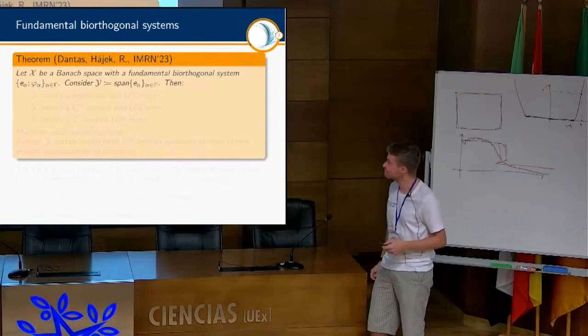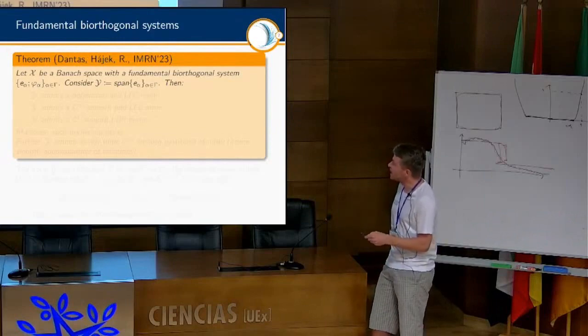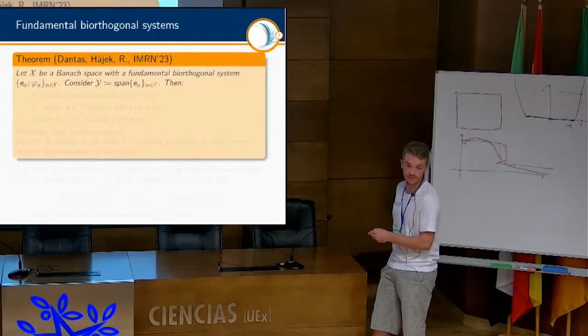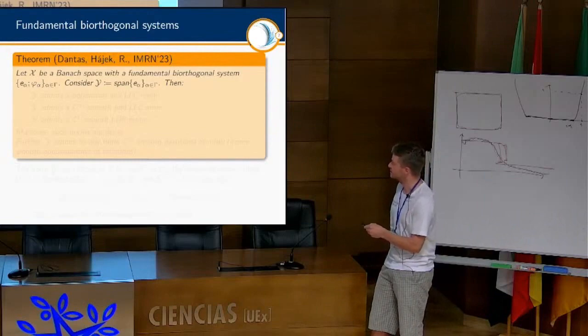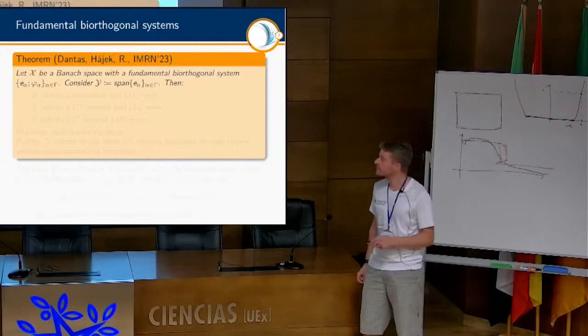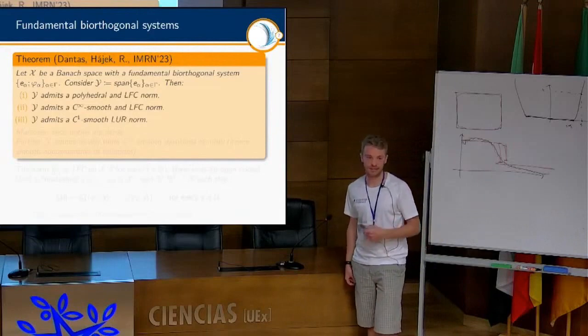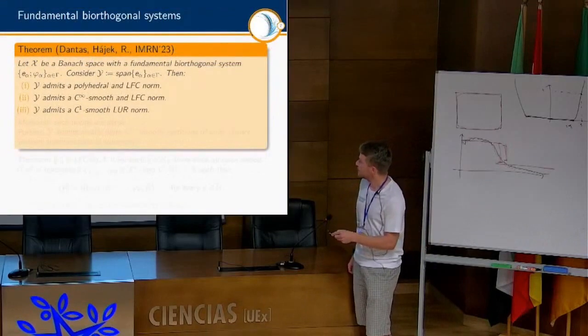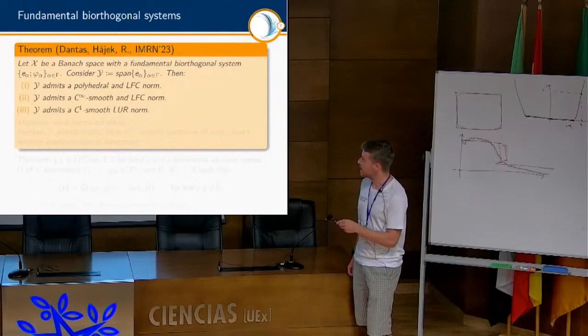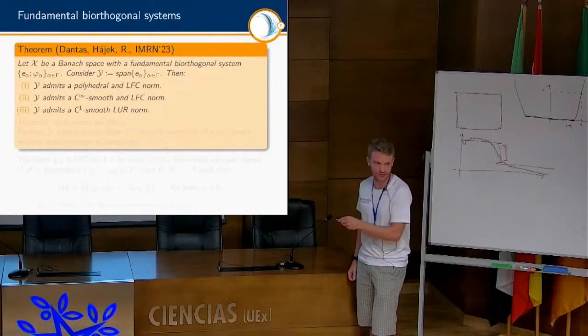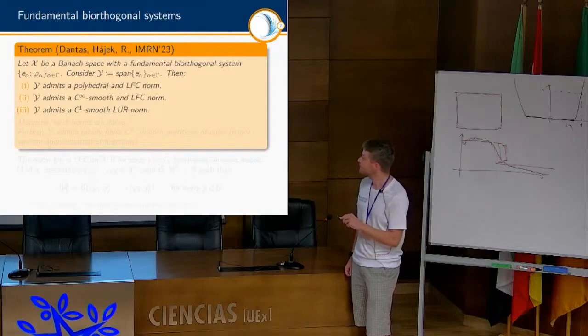It's a property. I take one certain subspace, which is dense. This guy is dense by this word, whatever it means. Now, in this subspace, I can do whatever about smoothness I would like to do. I have a norm which is C infinity, and simultaneously LFC. Again, this shorthand, now I will define it. I have a norm which is polyhedral and LFC.